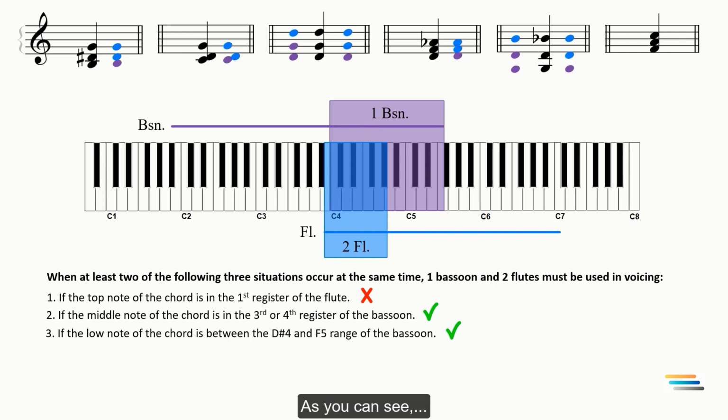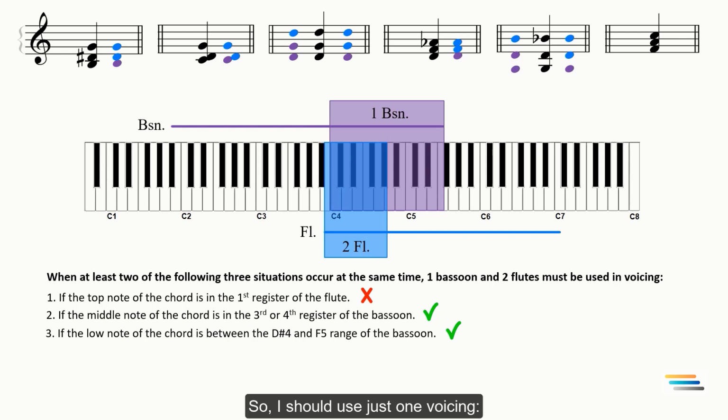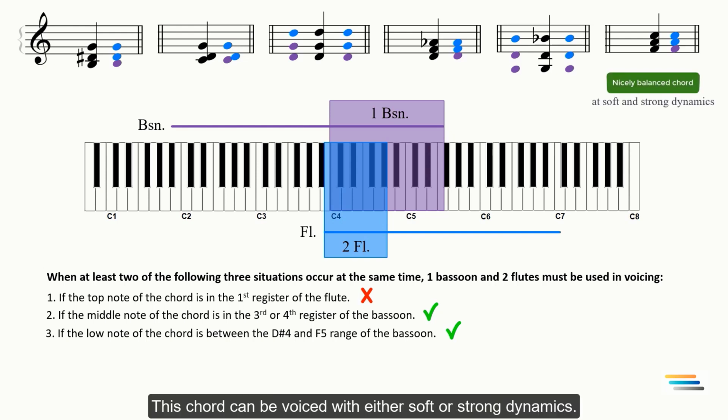As you can see, at least two of the following three situations occur at the same time. So I should use just one voicing, one bassoon and two flutes. This chord can be voiced with either soft or strong dynamics.